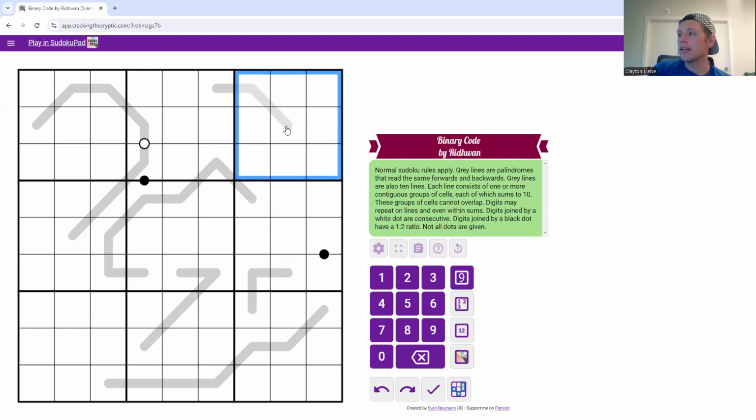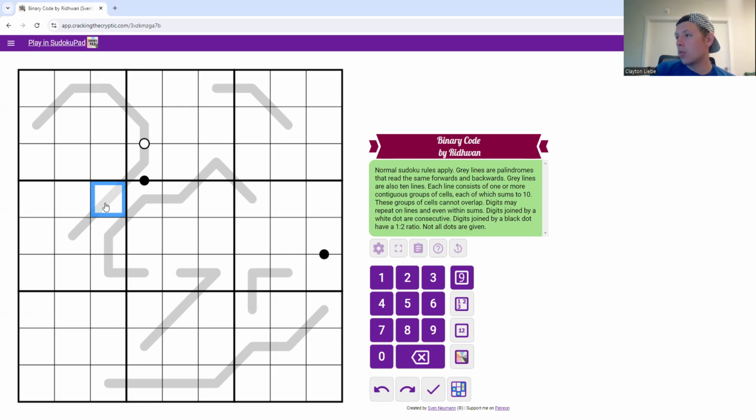Normal Sudoku rules apply. You have to have the digits 1 to 9 in every box, in every row, and in every column. Gray lines are palindromes that read the same forwards and backwards. Gray lines are also 10 lines. Each line consists of one or more contiguous groups of cells, each of which sums to 10. These groups of cells cannot overlap. So, this could be 1, this could be 9, something like that. Digits may repeat on lines and even within sums.